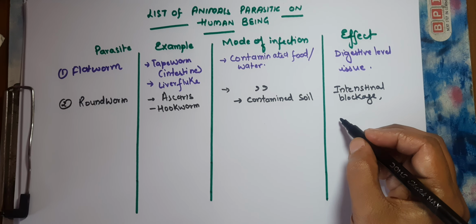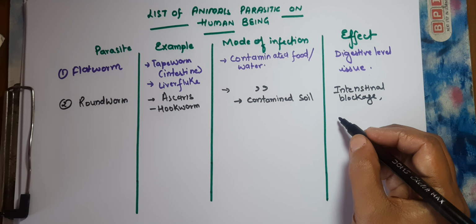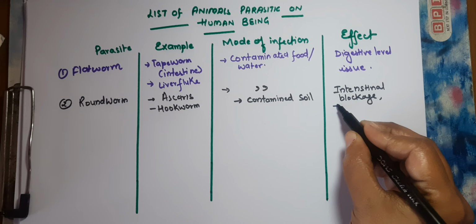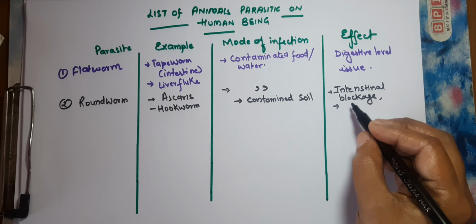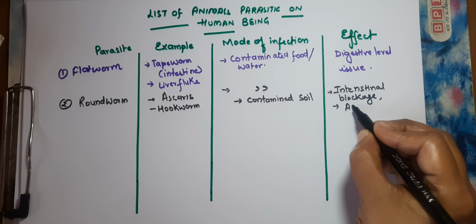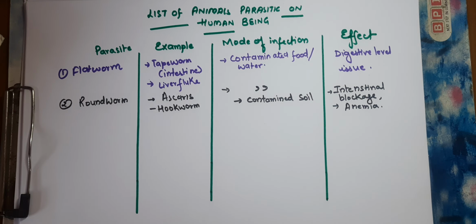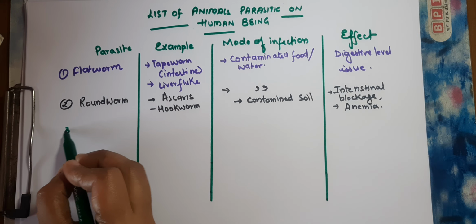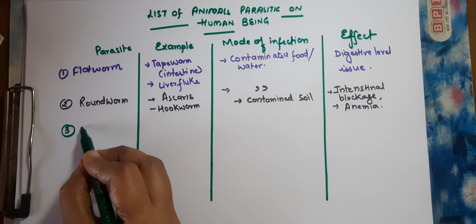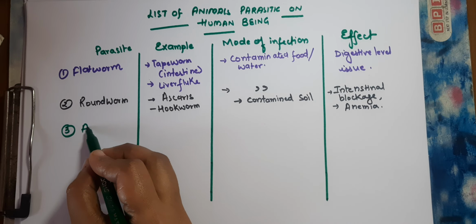and since the hookworm feeds on the blood, in those organisms where it is present, it will cause anemia. The body will be producing the blood, however the blood is being consumed by the parasite, that is the hookworm. So this will lead to anemia in the body. The third animal that is parasitic on the human being is the arthropoda.